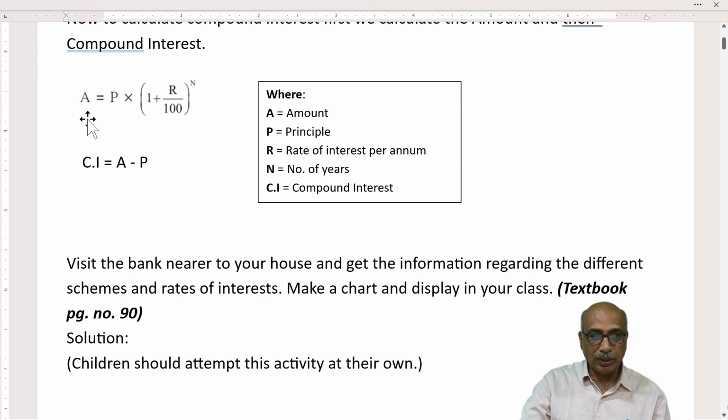So amount is that. And compound interest is calculated as amount minus principal. So here you will understand that amount is always greater than the principal amount. Very clear? If it is less, we will come across it. So compound interest equals A minus P.